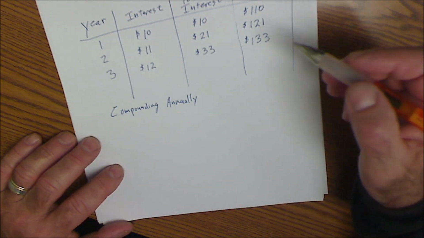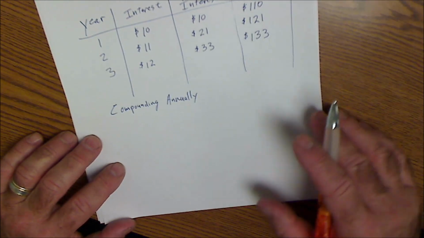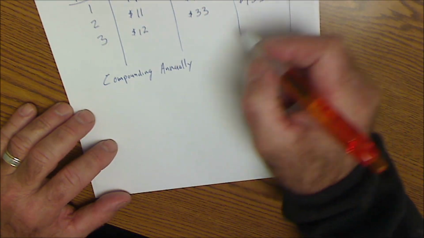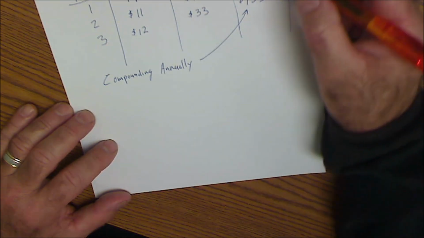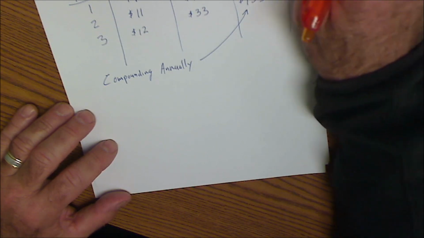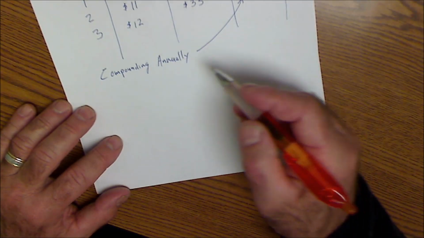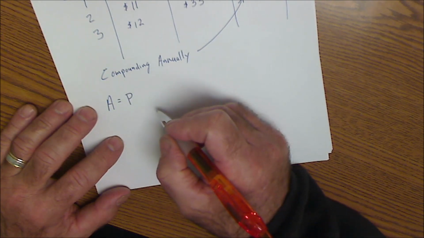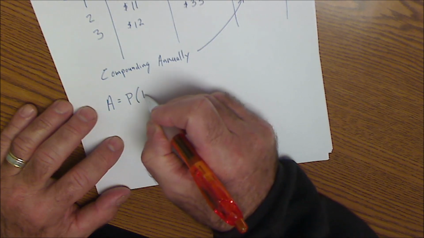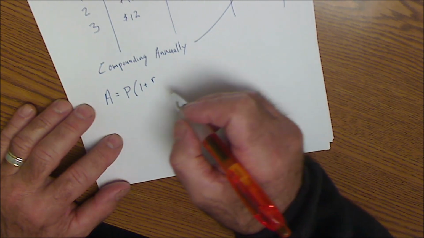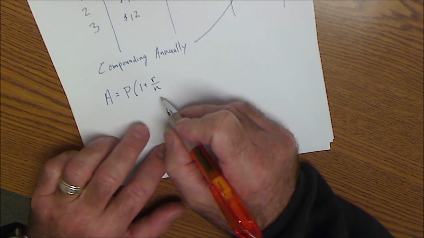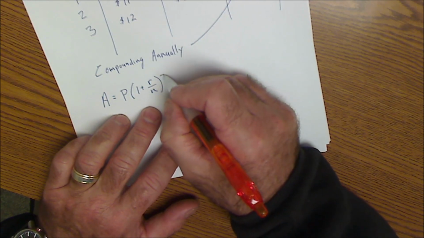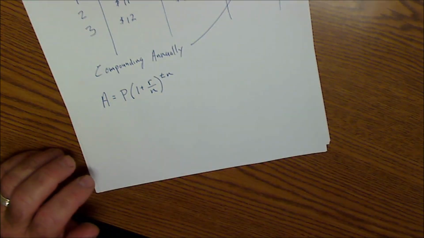And I could compound it monthly, hourly, by the second, and we're going to get towards compounding continuously. So this is the compounded annually amount I would make at 10% interest over 3 years on $100. And then the equation is the amount you're going to have is equal to your principal amount times 1 plus the rate of interest divided by the number of periods that you're compounding it, to the power of the number of years times the number of periods you're compounding it.